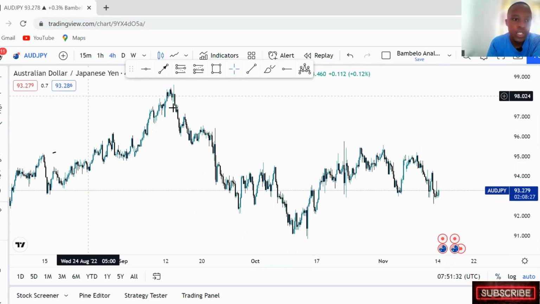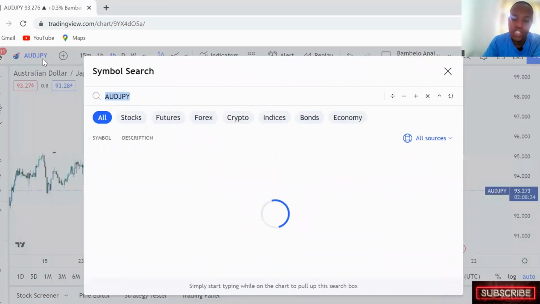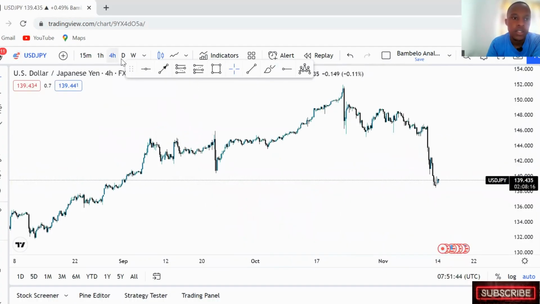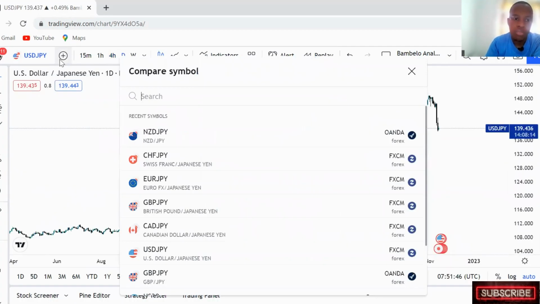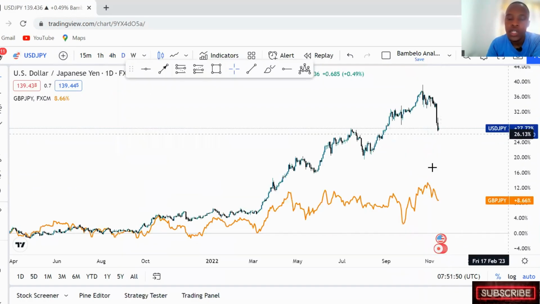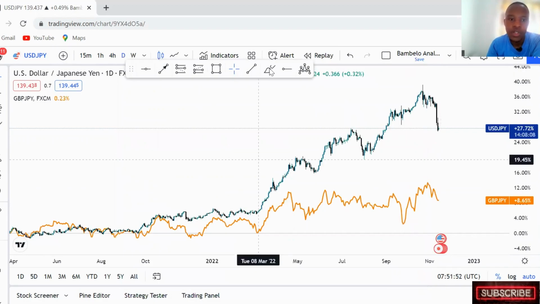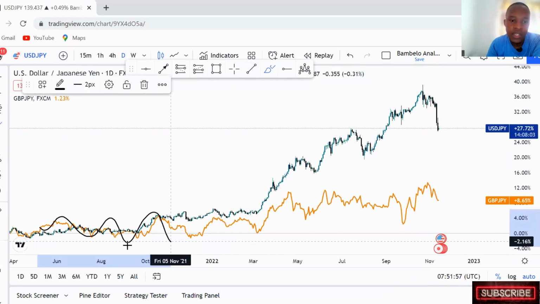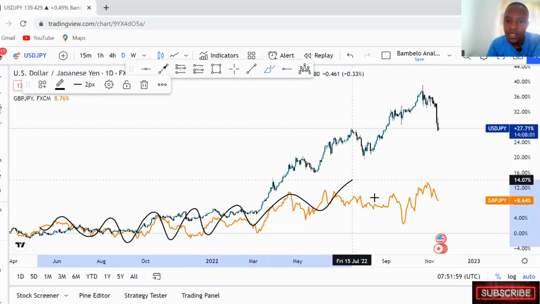So it's USD JPY and GBP JPY. All right, start on the daily and then compare it with GBP JPY. So as you can literally see, guys, now this is beautiful. You can see that they have been moving together up until this point, and then they're currently in a consolidation.